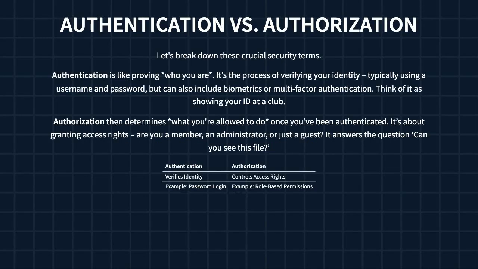Okay, let's talk about authentication and authorization. They're often confused but are actually quite different. Authentication is all about proving who you are. It's like showing your ID at a club to verify that you are who you say you are. Authorization, on the other hand, is about what you're allowed to do once you've been verified, kind of like having a keycard that only works for certain rooms in a building. Authentication confirms your identity, while authorization controls how much access you have.